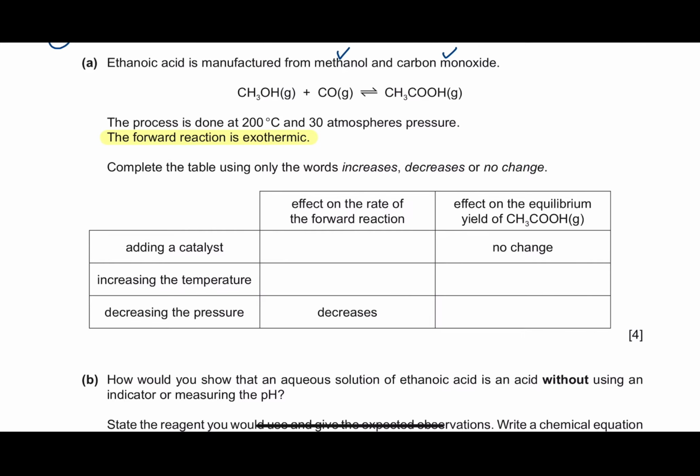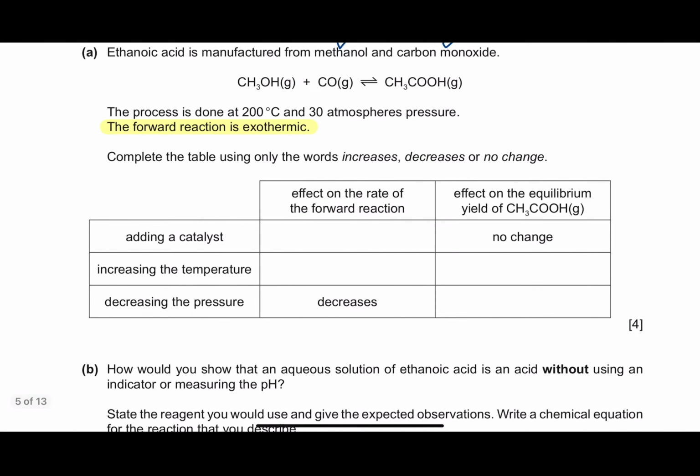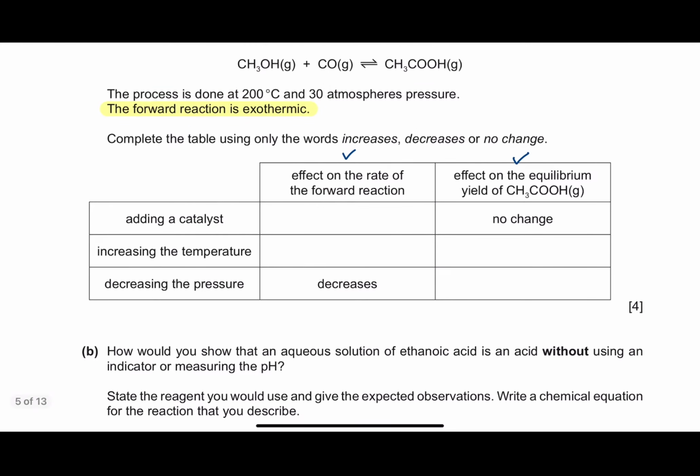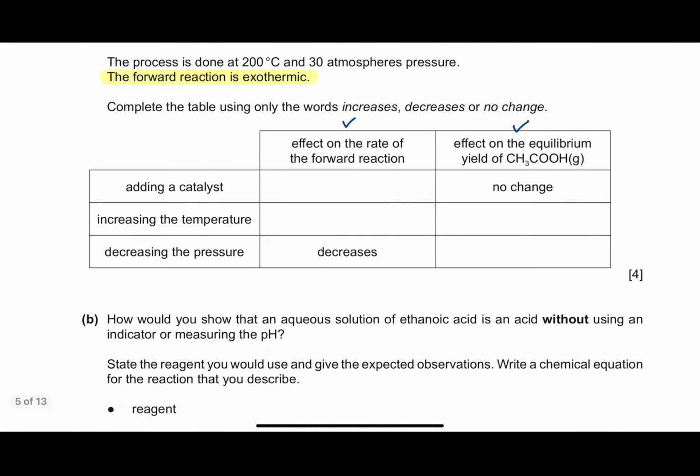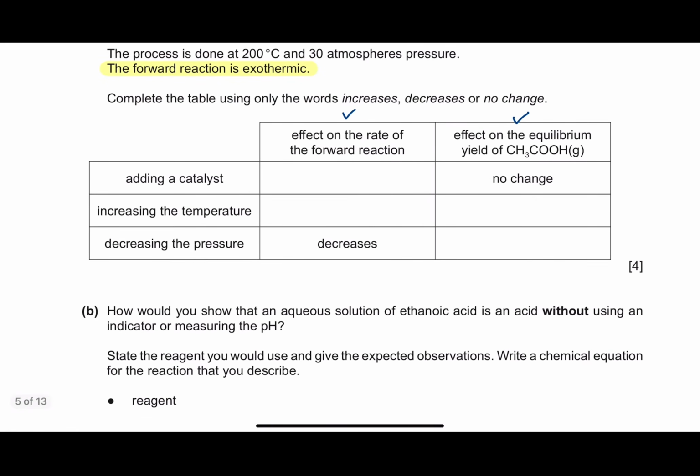Complete the table using only the words increases, decreases, or no change. So on this column, you want to know the effect on the rate of forward reaction. And on this column, you're looking at the effect on the equilibrium yield of ethanoic acid. So let's do the one for the forward reaction first. If you add a catalyst, it acts in a way that speeds up the reaction. So of course, your forward reaction over here would increase.